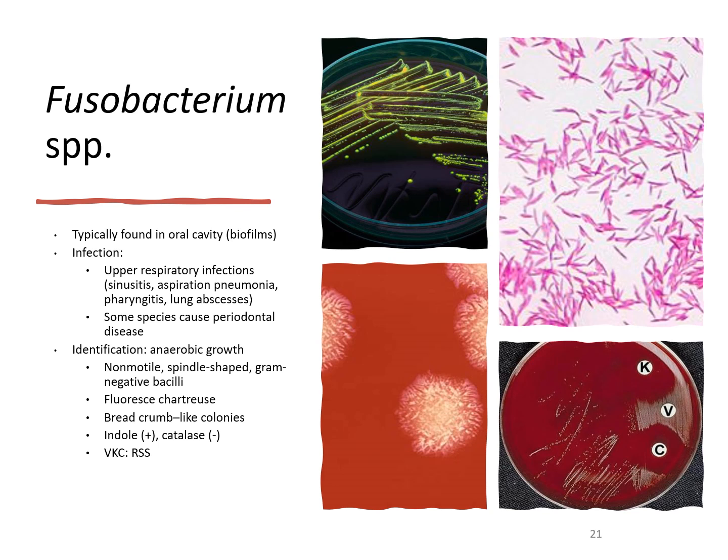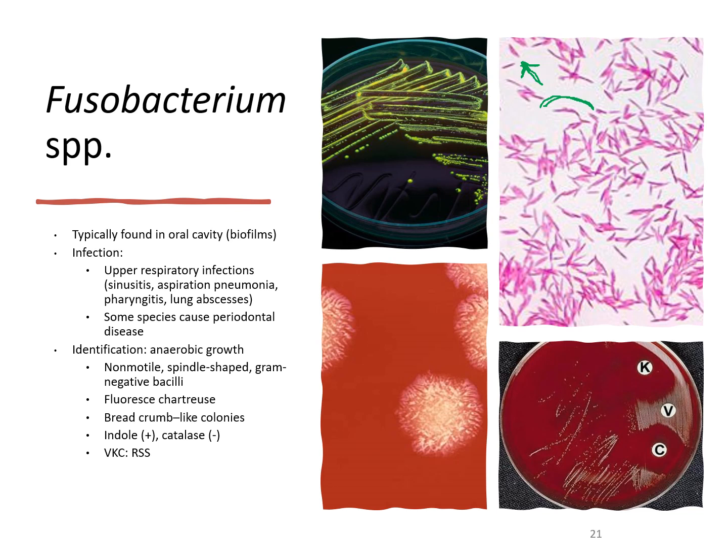Identification is based on its anaerobic growth with spindle-shaped gram-negative bacilli. So you can see here in this gram stain where these organisms have more of a spindle shape, or they have those pointed ends like it would be with a spindle of thread.